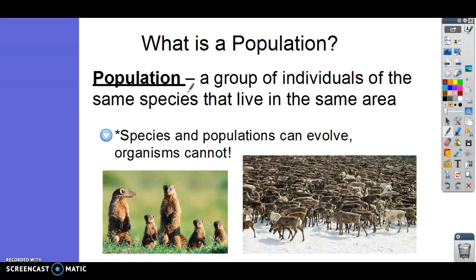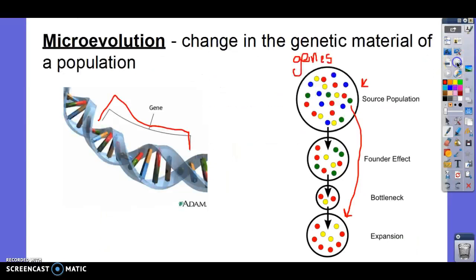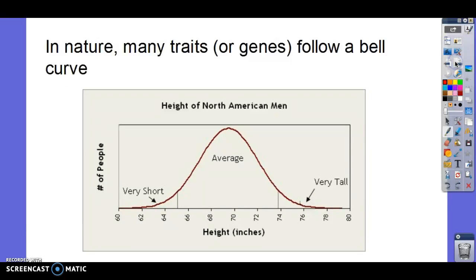Now, this doesn't mean that all the same species just have to live in one area without any other species. That's not the case. It just means when we talk about a population, we're only talking about one species. So like a whole group of fish, that would be a population. They all have to be the same kind of fish. We talked about microevolution, how genes change over time.